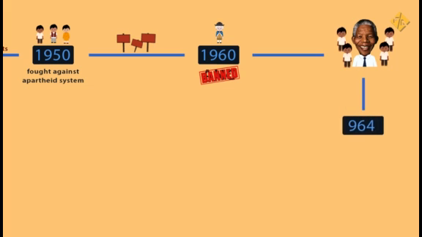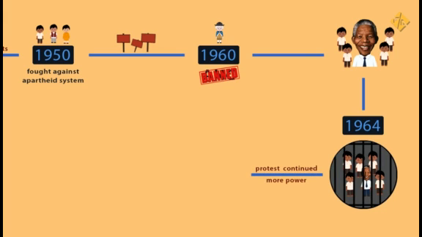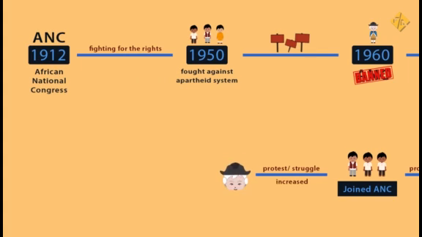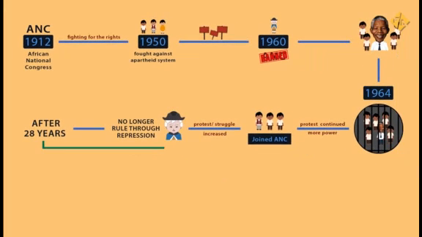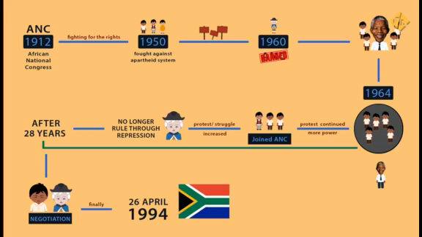As a result, in 1964, the government killed thousands of black and colored people, while Nelson Mandela and 7 other leaders were sentenced to life imprisonment. But the protest continued with more power. Workers' unions, the Communist Party, and sensitive whites all joined the ANC. As the protests and struggles increased, the government realized they could no longer rule through repression. After 28 years of imprisonment, Nelson Mandela walked out of jail as a free man, and a negotiation was held between both parties. And finally, on 26 April 1994, a new flag of the Republic of South Africa was unfurled.